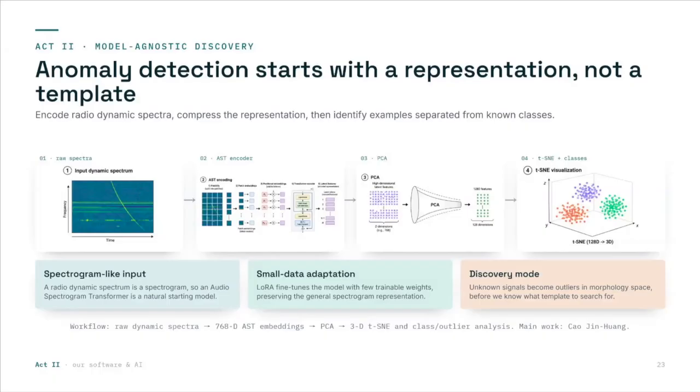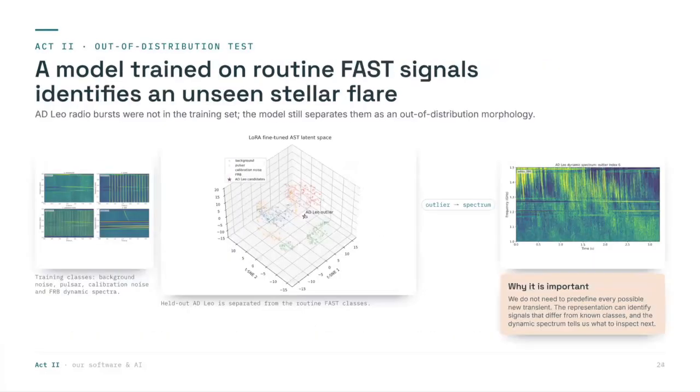This work is mainly done by Jayanta from AOC. And the training classes are routing fast signals, background noise, pulsars, calibration noise, and fast dynamic spectrum. After training, we place AD Leo, a stellar example, into the same embedding space. And they form a separate group away from the routing classes. And then we trace an outlier back to the original dynamic spectrum. The spectrum shows the stellar flare structure.